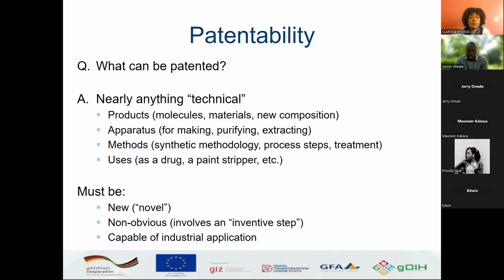Uses, of course, in Kenya we have a problem, but in other countries you will protect the uses of a drug and all that. Like in the US, you can seek protection. So I want to state that a patent is territorial in nature, that once you seek protection for a patent in Kenya, it doesn't mean that you have sought patent protection in another country, for instance, in the US, or whichever country you're speaking about.